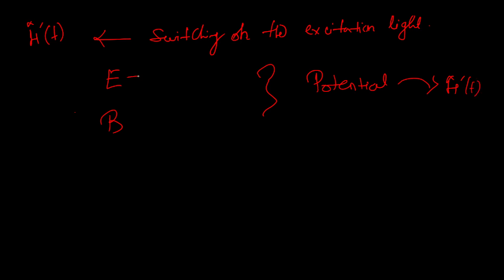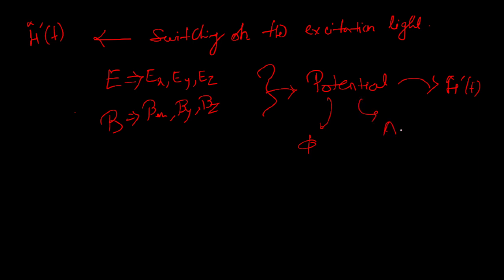Now E has three components, Ex, Ey and Ez, and B also has Bx, By and Bz. Now what we use to go from field to potential, we use a scalar potential and a vector potential. So the relationship between scalar and vector potential is something like that.